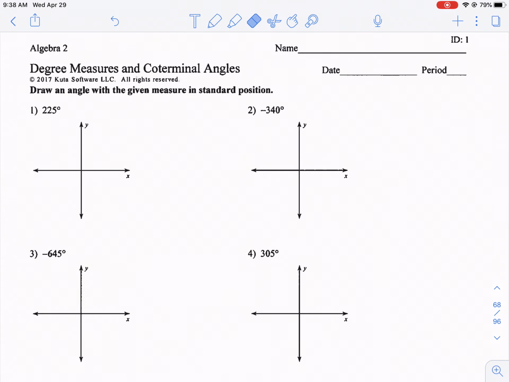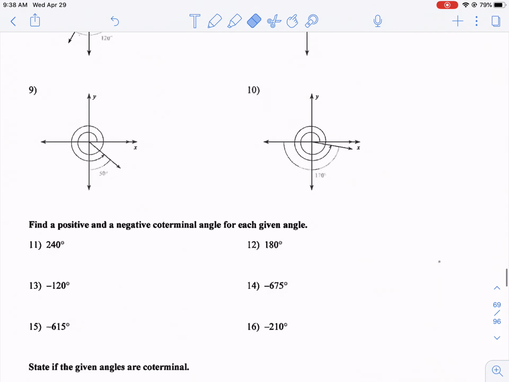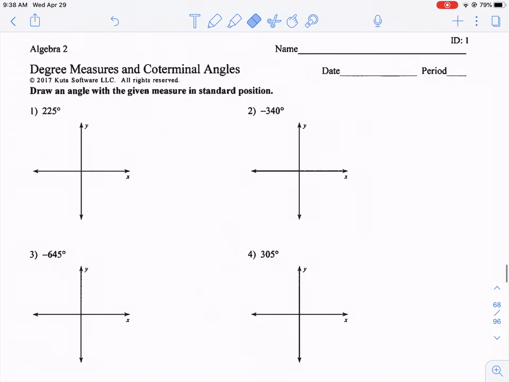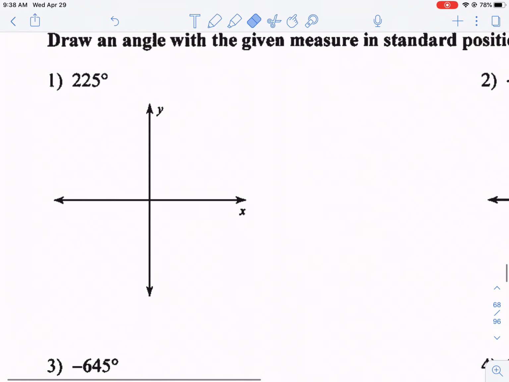All right, in this video, I'm going to be covering pages G5 and G6 from your workbook. We're talking about degree measures. Then we're going to talk about coterminal angles. We're really going to be talking about them in angle measures in terms of degrees, right? Degree measures. So I'm going to do a handful of these problems.